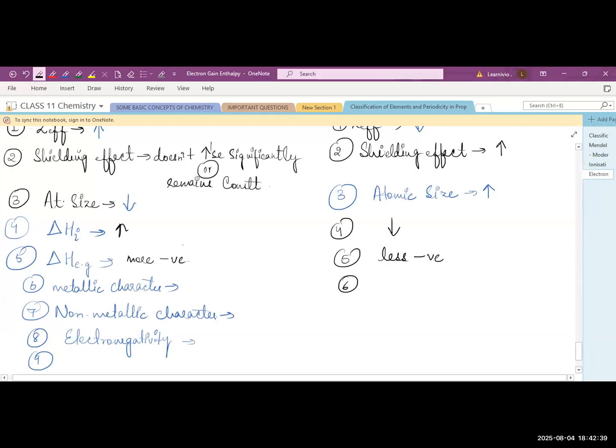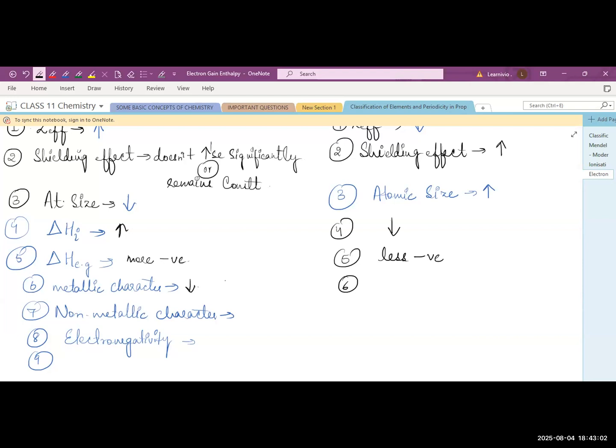Right? Because here the non-metallic character increases. Non-metallic character increases when you move from left to right, and the metallic character decreases. So just remember that metallic character decreases, because the most metals are present on the extreme left of the periodic table.